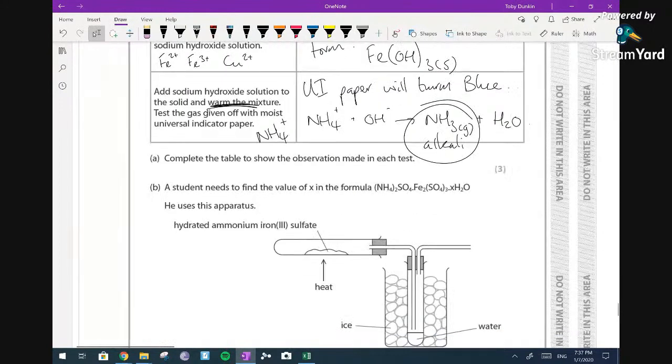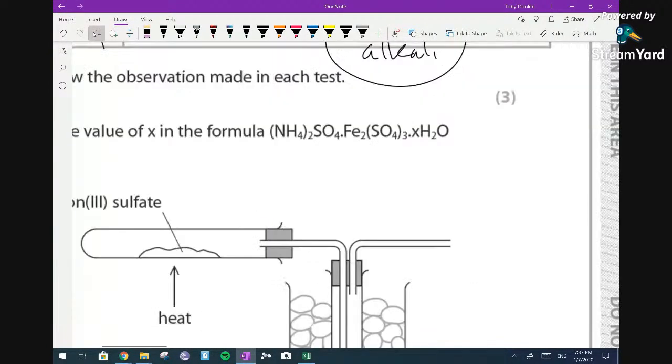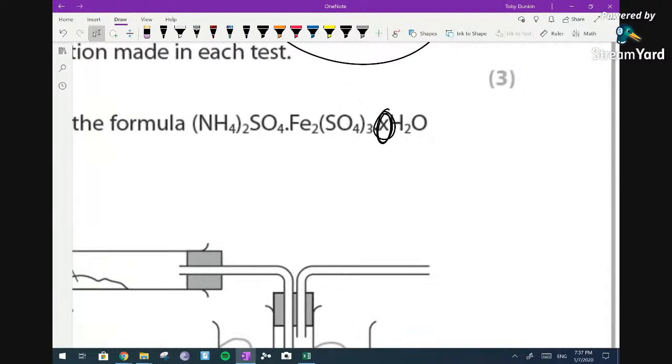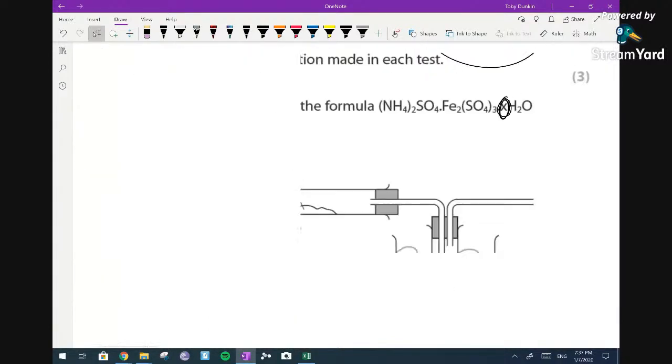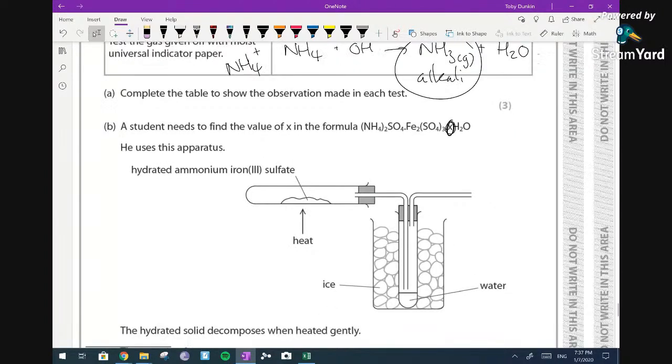Right, next. A student needs to find out the value of x in the formula, how much water there is. So what they're going to do is take a sample of the hydrated solid and heat it. That's going to evaporate the water. The water is going to evaporate, and of course, it's then just going to make its way out the tube.